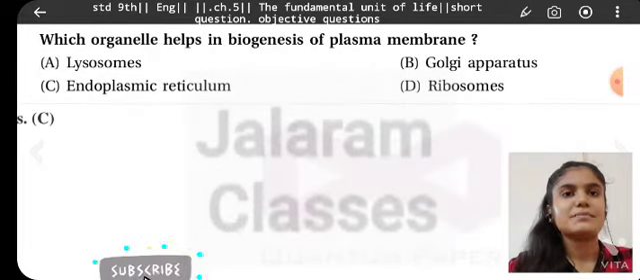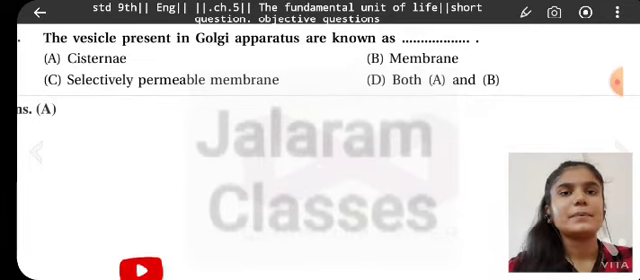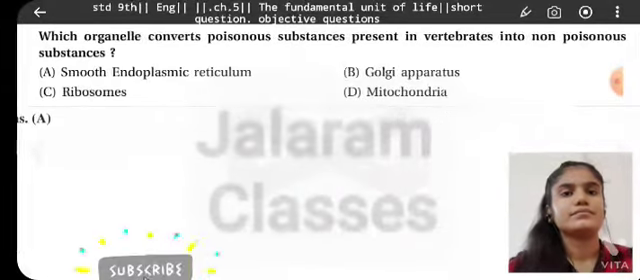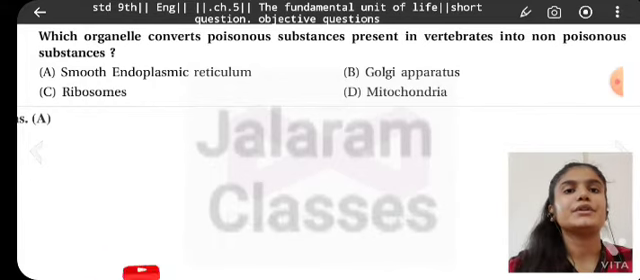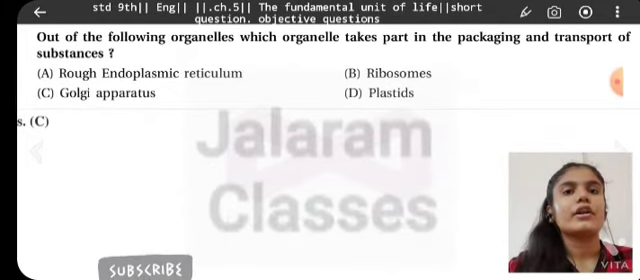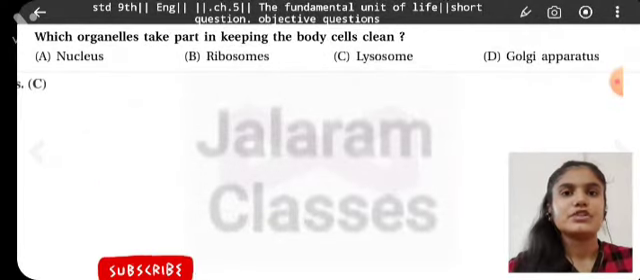Which organelle helps in biogenesis of plasma membrane? Endoplasmic reticulum. The vessels present in Golgi apparatus are known as cisternae. Which organelle converts poisonous substances present in vertebrates into non-poisonous substances? Smooth endoplasmic reticulum. Out of the following organelles, which organelle takes part in the packaging and transport of substances? Golgi apparatus. Which organelles take part in keeping the body cells clean?